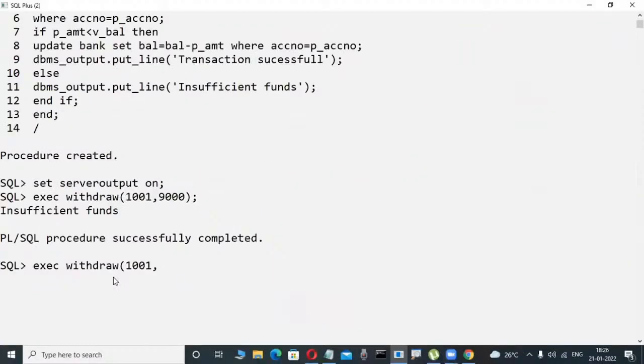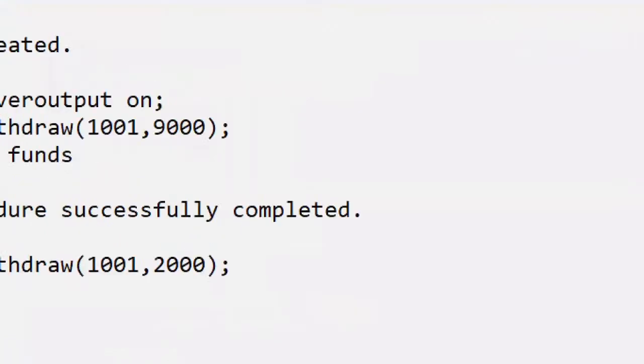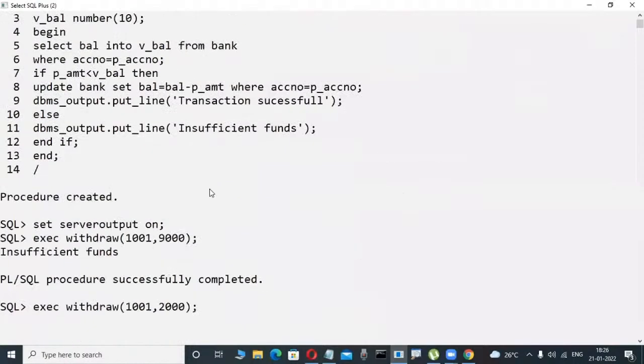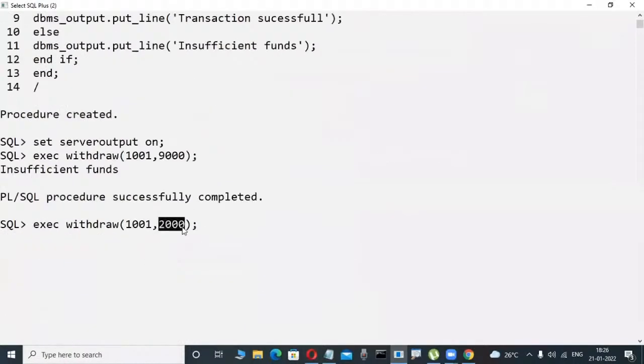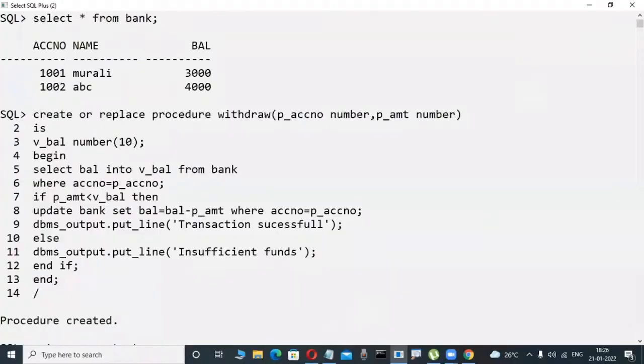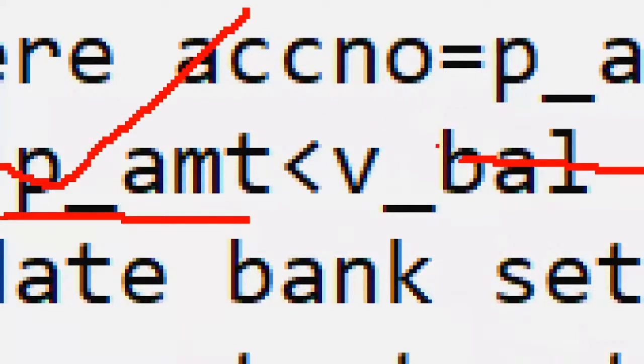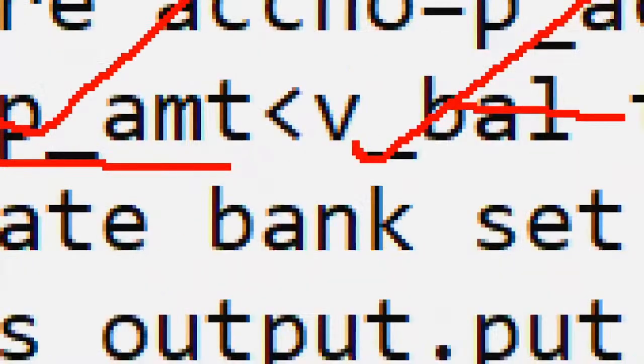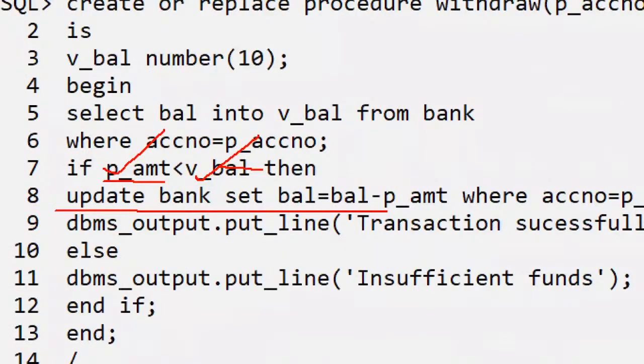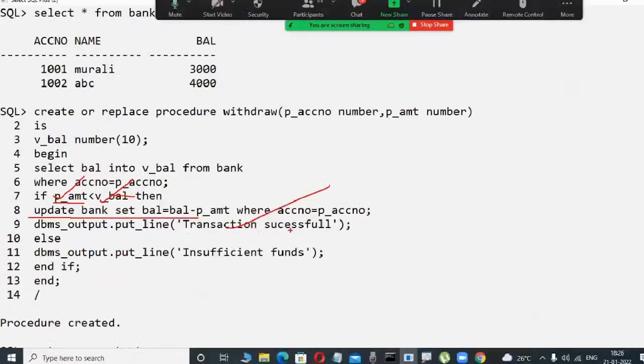Okay, so now here the procedure. Now I try to withdraw 2,000 rupees. Possible? Possible. Why? Because my balance is 3,000, and I try to withdraw only 2,000, so it's possible. Whenever your passed amount, 2,000, is less than the available balance, in this case 3,000, I am updating the bank table. Updating the bank means modifying it. The transaction is successful.